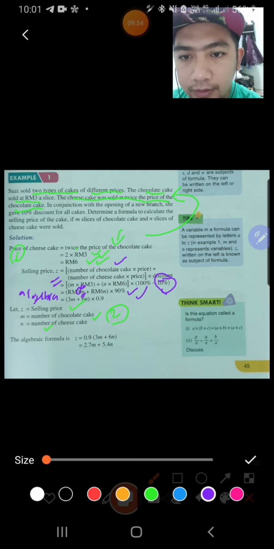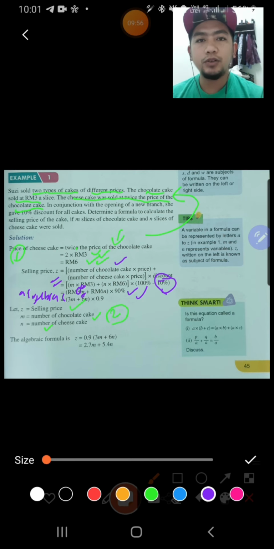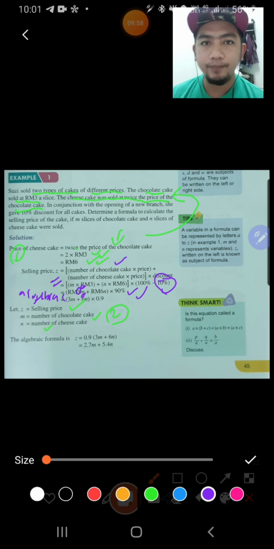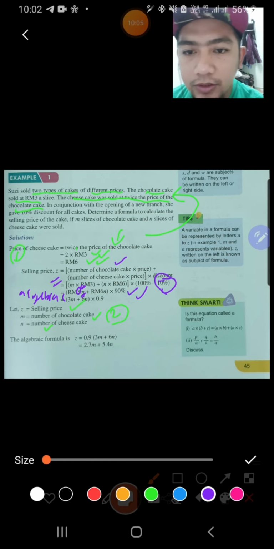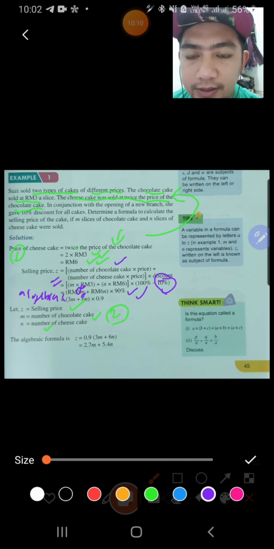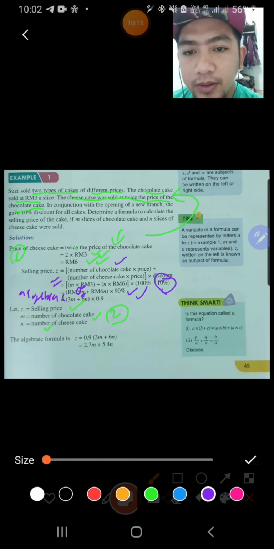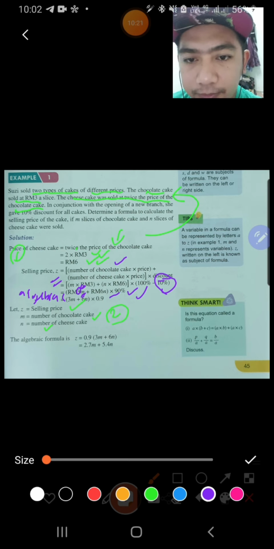Okay, so for the algebraic formula, there is no need to put the RM, because we are focused on the expression only, the equation. So 3m plus 6n, the price for the chocolate cake and the cheesecake, and then you multiply with 90%. So 90% you convert to decimal, 90 over 100.